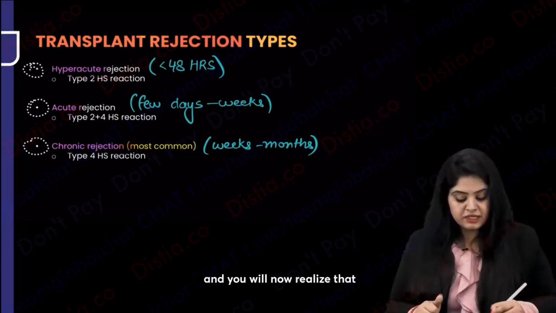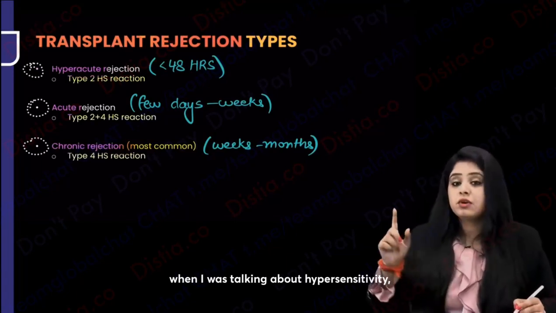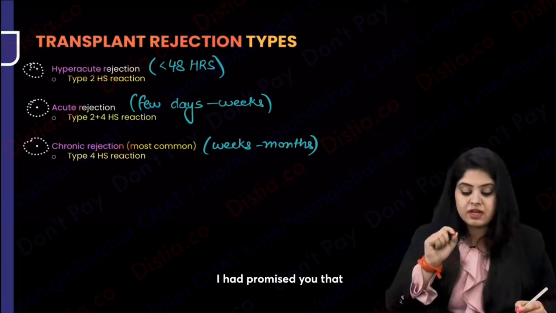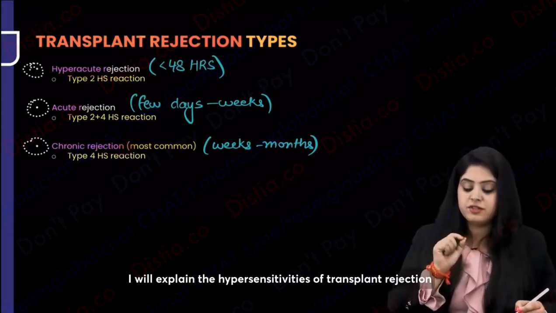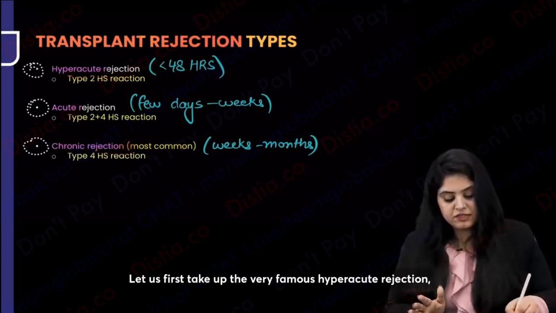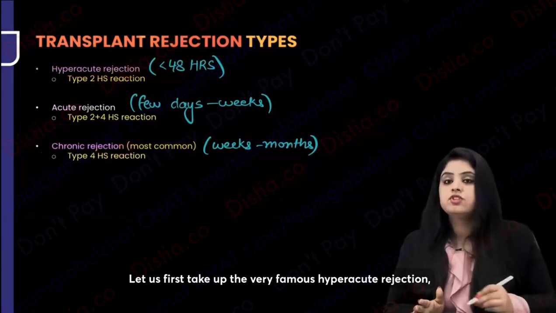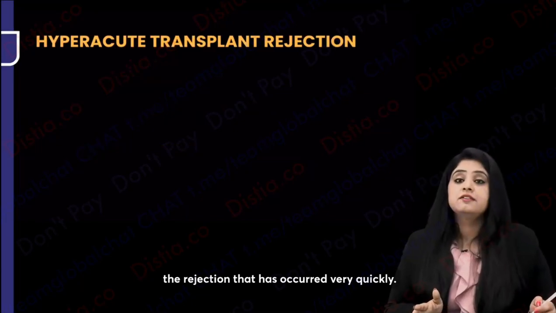And you will now realize that I will link this with hypersensitivity, because if you remember, when I was talking about hypersensitivity, I promised you that I will explain the hypersensitivities of transplant rejection, and now we'll study them one by one. So let's take them up. Let us first, guys, take up the very famous hyperacute rejection, the rejection that has occurred very quickly.